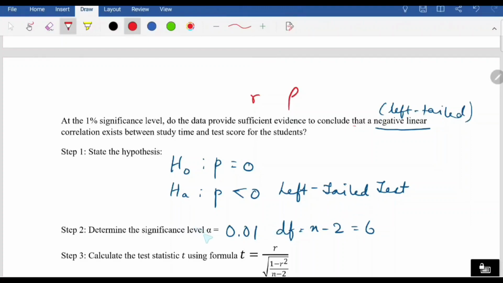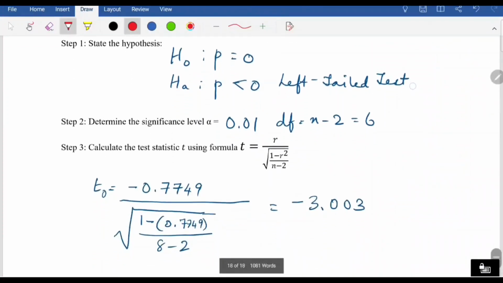Now determine the significance level. We are testing at 1% significance level. So alpha is 0.01 and we do not need to split it because this is a one-tailed left tail test. DF, however, is n-2, which is 6. The formula to calculate the test statistic is R, the sample correlation coefficient value, divided by the square root of 1 minus R squared. Again, R squared is the coefficient of determination. Keep that in mind, divided by n-2.